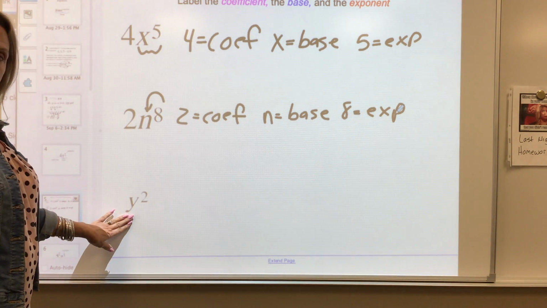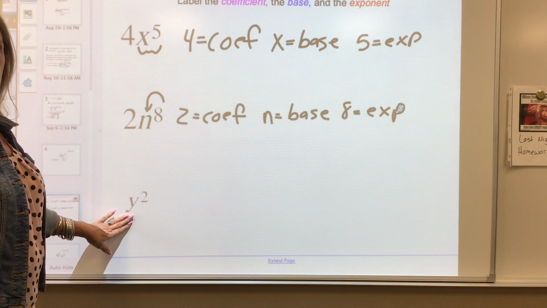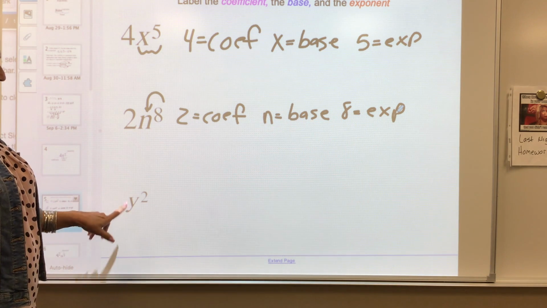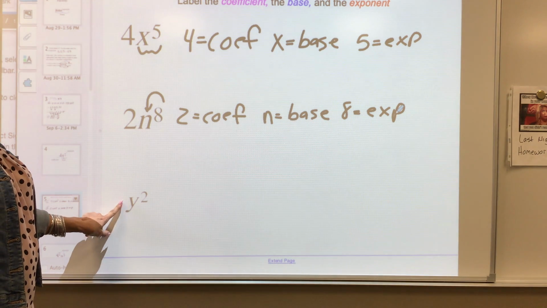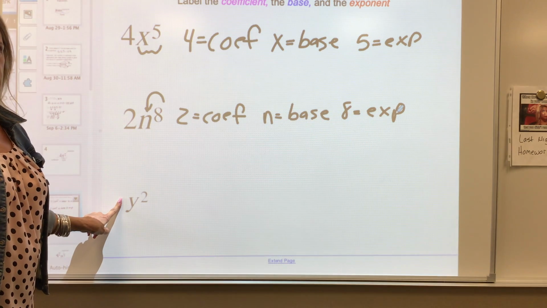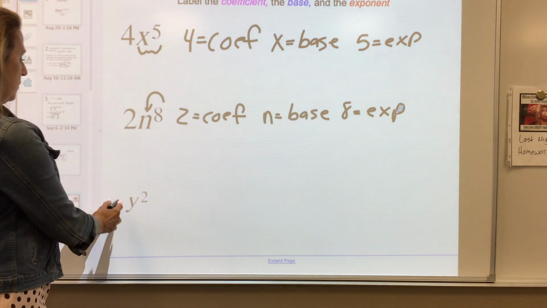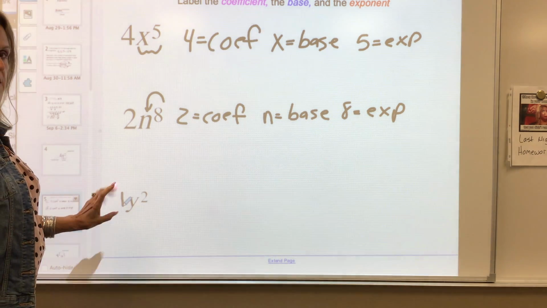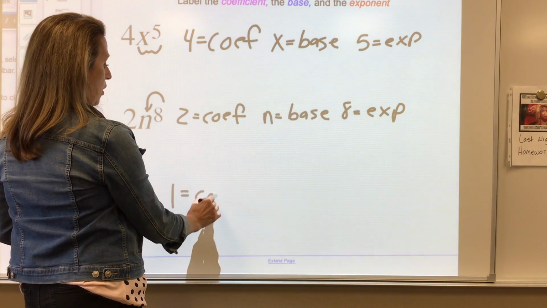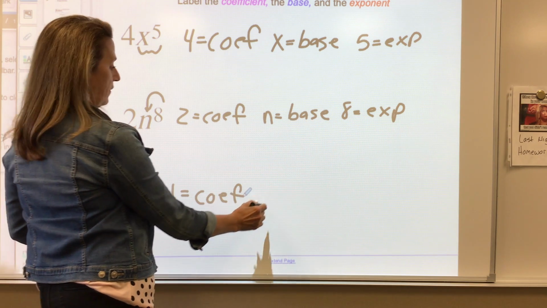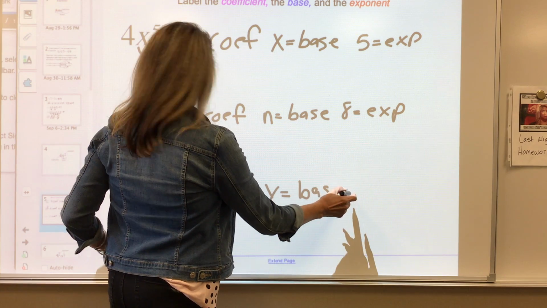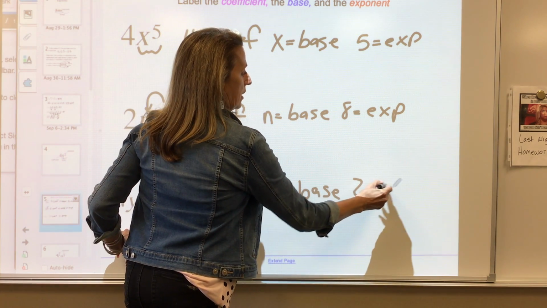This doesn't look like it has a coefficient, but it actually does. I like to say 1 is the loneliest number in algebra. It is always everywhere. So there is actually a 1 sitting in front of here. We just don't bother to write it, because when you multiply something by 1, it's just itself anyway. But there really is a 1 sitting here. So this power does have a coefficient, and the coefficient is a 1. Again, just abbreviating, y is my base, and 2 is my exponent.